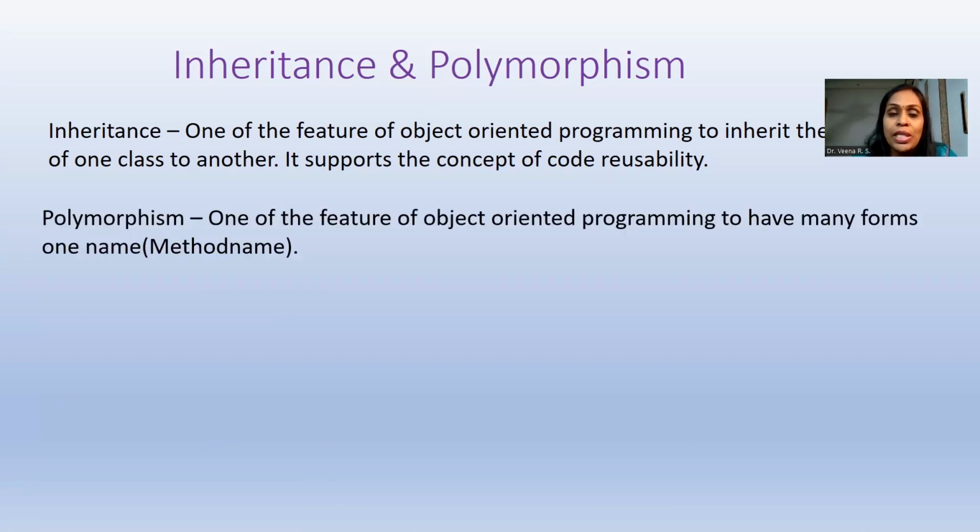The second feature of object-oriented programming is polymorphism. What we mean by polymorphism is many forms of the same name, or many forms of one single name. So you have only one method name, but you will have many definitions of that particular method, many forms of that method. And as the scenario or the situation demands, the respective definition will be called. When we say that there are many forms of one single method name, the polymorphism can occur at compile time or runtime.